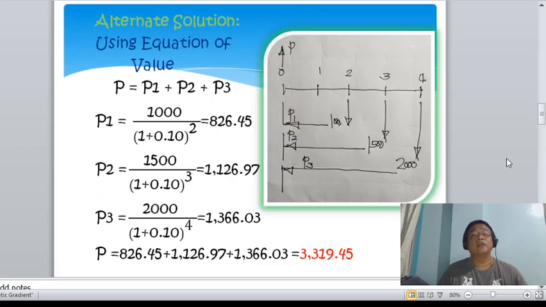Okay? So, let us take another, an alternate solution for this to make it easier maybe. Okay? So, alternate solution using the equation of value. Okay? So, where P now, P is the present amount of all the payments at 0.